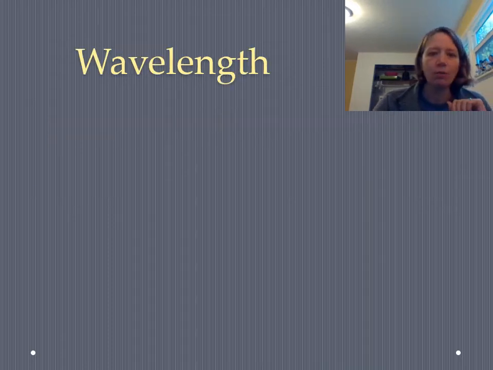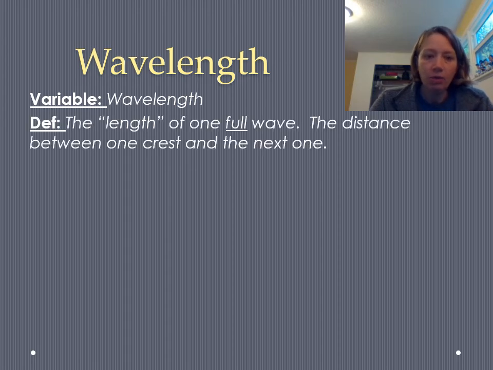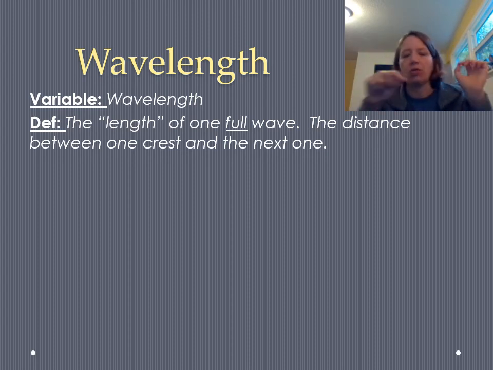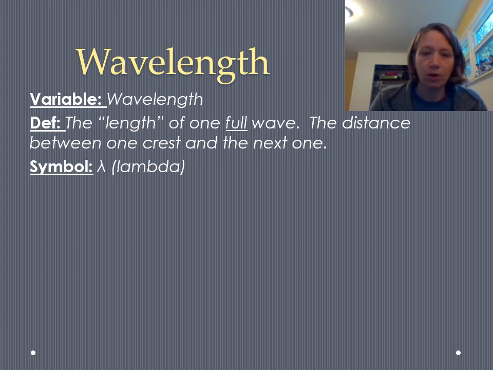And the last new variable that I want to go through today is known as wavelength. Wavelength is defined as the length or distance of one full wave. So we've talked about 1 cycle and what that looks like. If you measure that with a meter stick or a ruler, that would tell you the wavelength. It's the distance between one crest and the next one, or you could do the same thing with troughs or any other part of the wave.